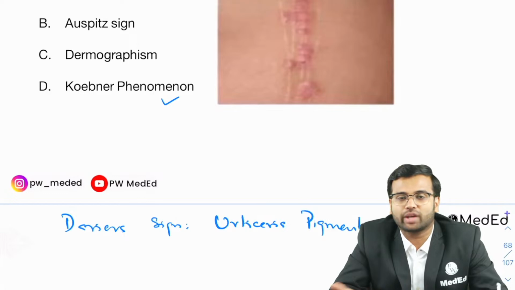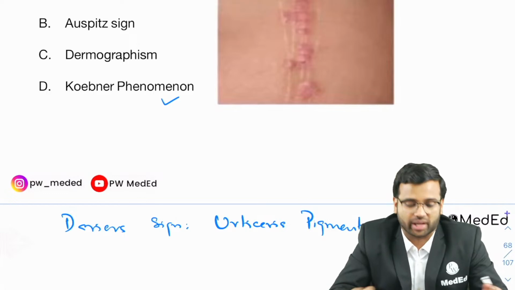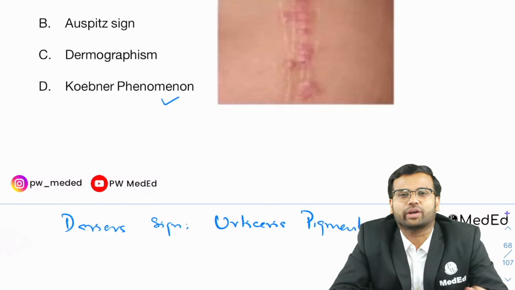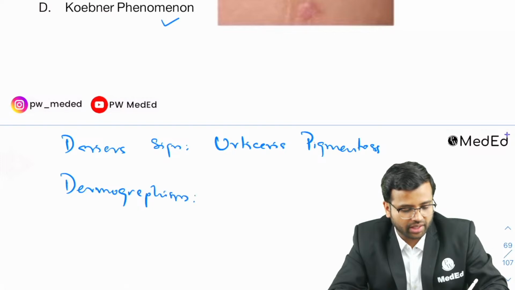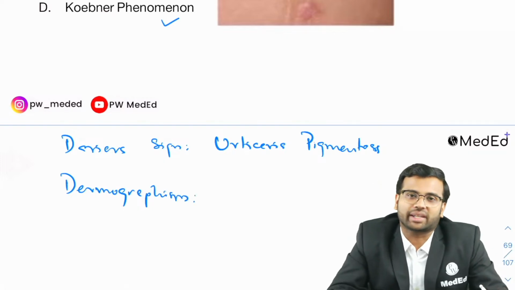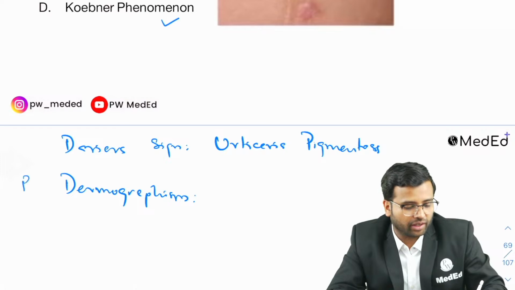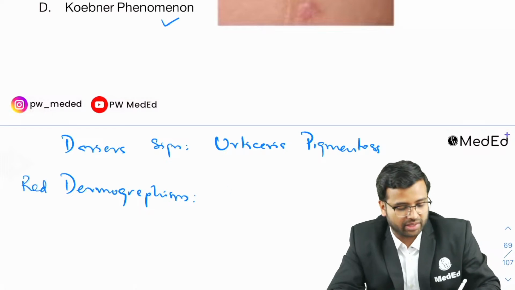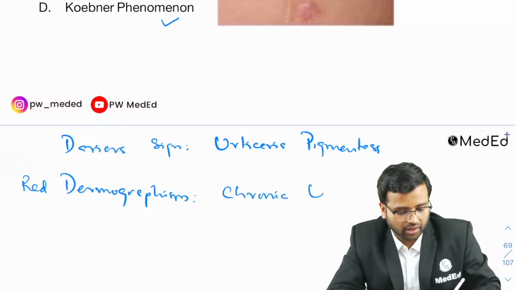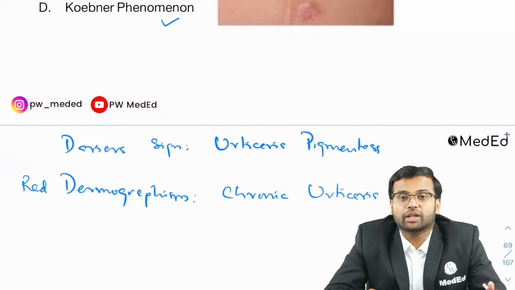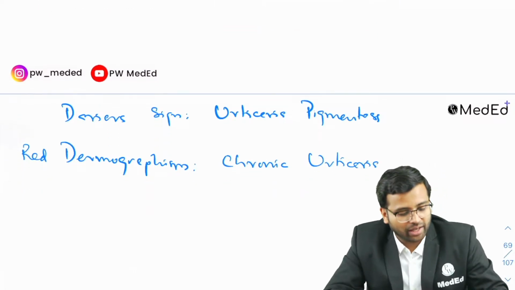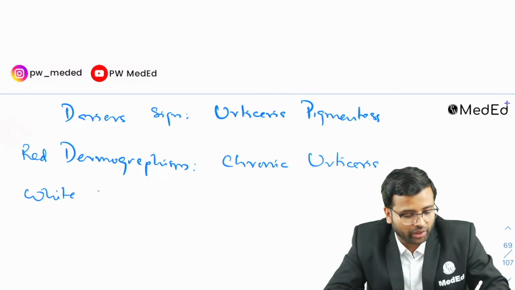Auspitz sign, though we have already discussed it, is seen in psoriasis. And where do you find dermographism? Dermographism can be seen in chronic urticaria, isn't it? Especially red dermographism can be seen in chronic urticaria. Very good. Satyajit is answering it as urticaria. Very good. Now, can I ask you one more question? Where do you find white dermographism?